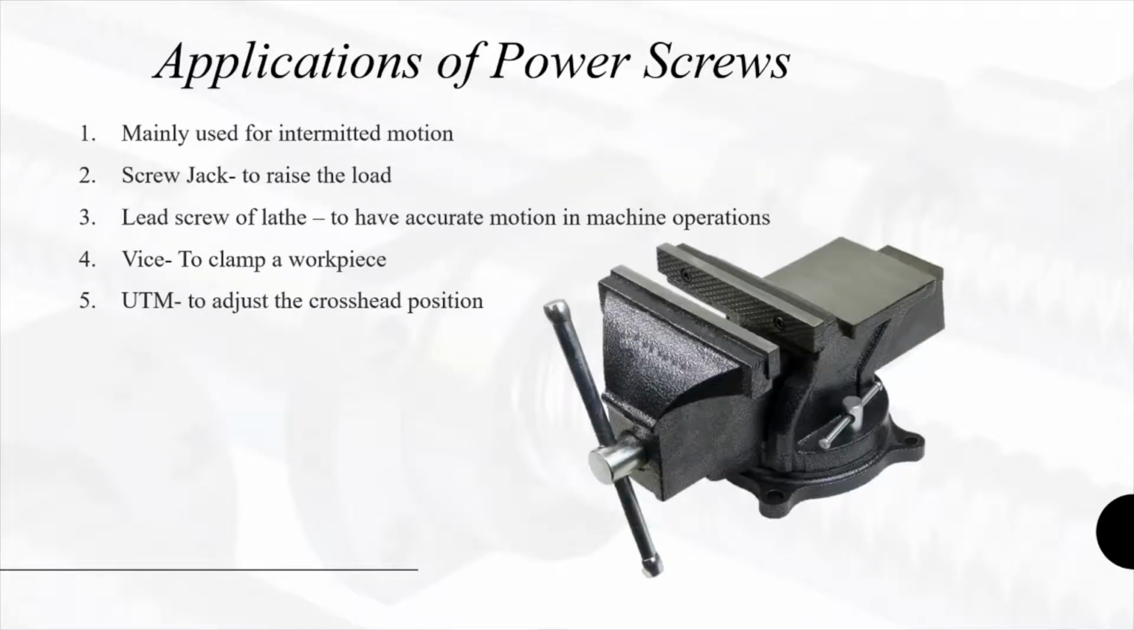Then the applications of power screw, which we have already seen. First application is screw jack, used to raise the load. Second is lead screw of lathe, used to get accurate motion in machine operation. Then vise to clamp the workpiece. And the next application is UTM to adjust the crosshead position.